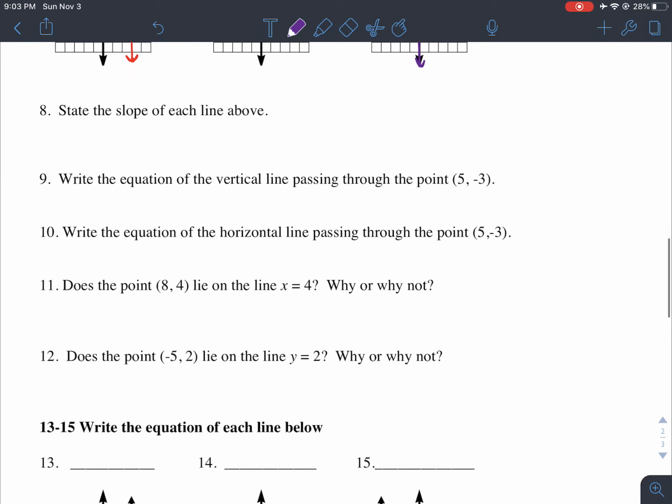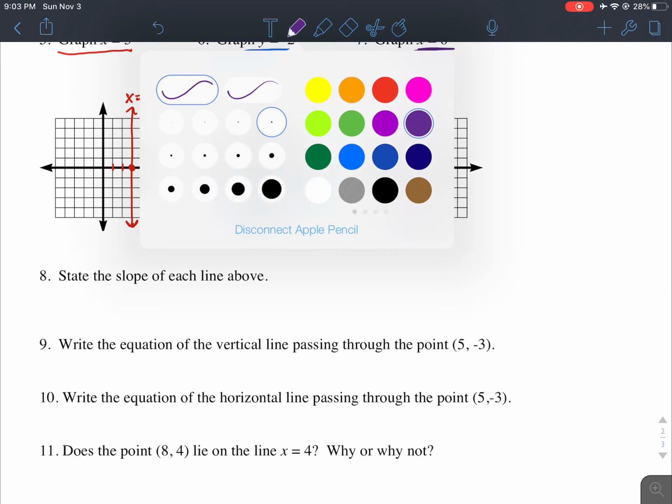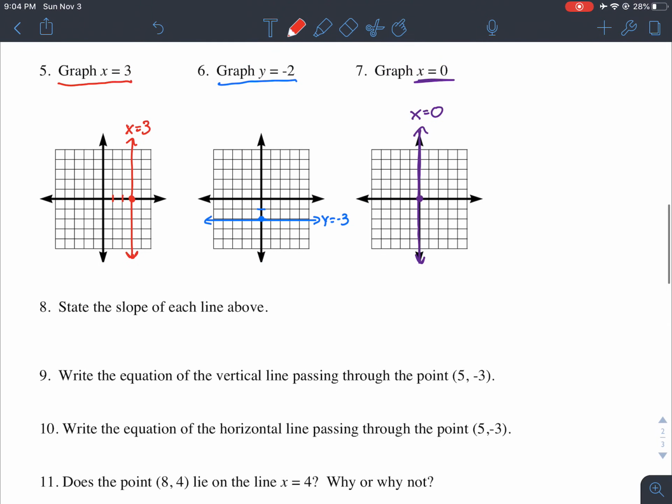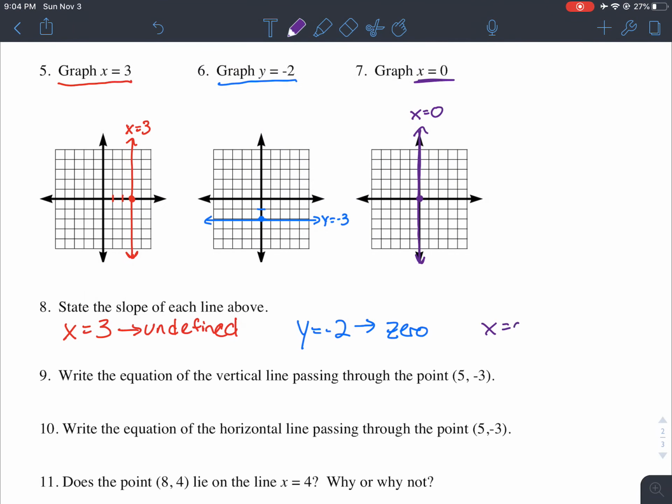Okay. Lastly, we'll take a look at a couple problems here. State the slope of each line above. We see that in x equals 3, that line is vertical. It's going up and down. Therefore, it is undefined. For y equals -2, we can see that it is horizontal. Therefore, it is a 0 slope. And lastly, for x equals 0, again, going up and down, undefined.